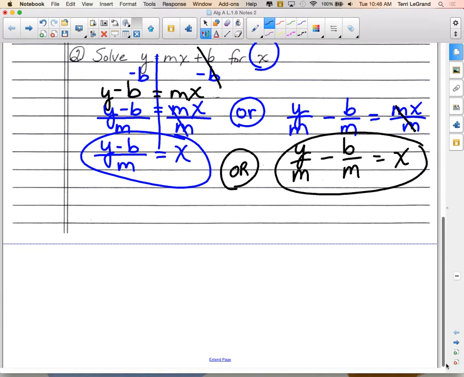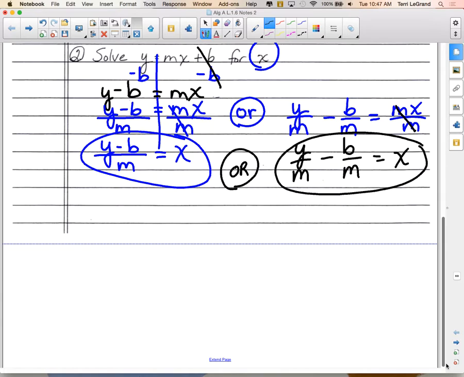So what are we going to do when we see a fraction in one of our equations like this that has more than one variable and we got to solve it for an indicated variable? When we see a fraction involved in the problem, what's going to be our first move? Okay. Multiply by the reciprocal of that fraction.